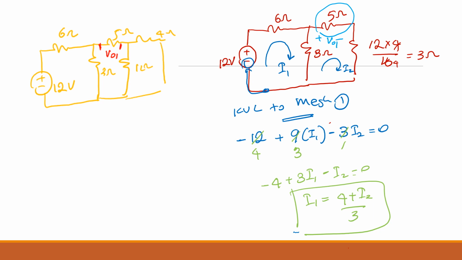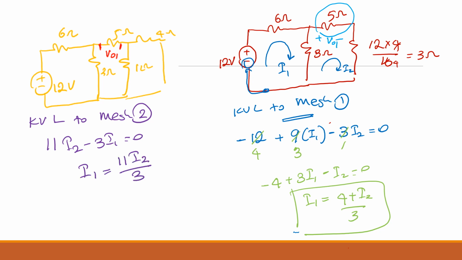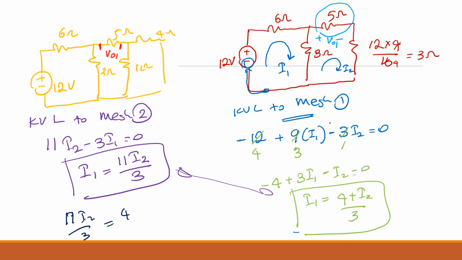And I'm applying KVL to mesh 2. So I'm going around the mesh and I can say 6 and 5, 11. So 11 I2 minus 3 I1 is equal to 0. So I can say I1 is equal to 11 I2 divided by 3. So these two are equal, so I can find I2. 11 I2 over 3 is equal to 4 plus I2.